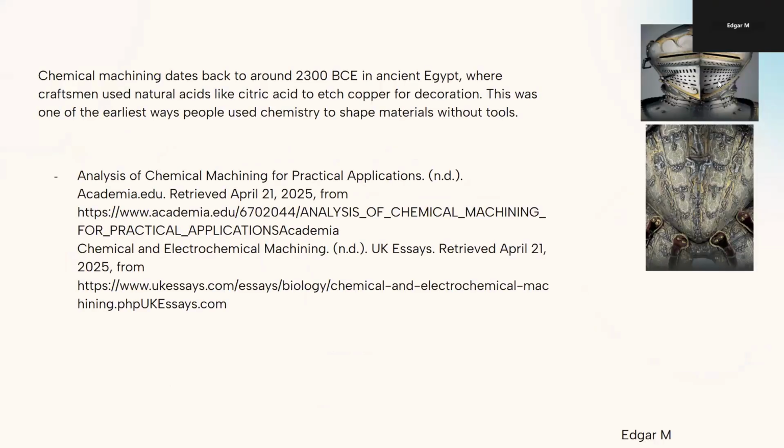So I'm going to talk about history. Chemical machining dates back around 2300 BC in ancient Egypt, where craftsmen used natural acid like lactic acid to etch copper for decoration. This was one of the early ways people used chemistry to shape material without tools.